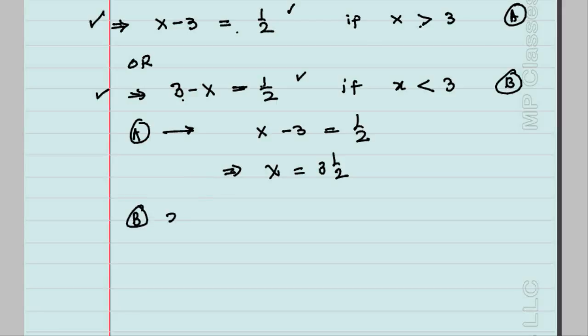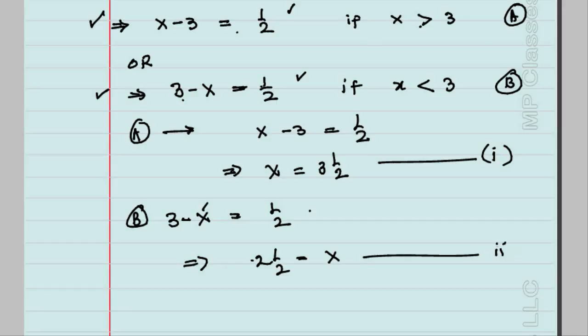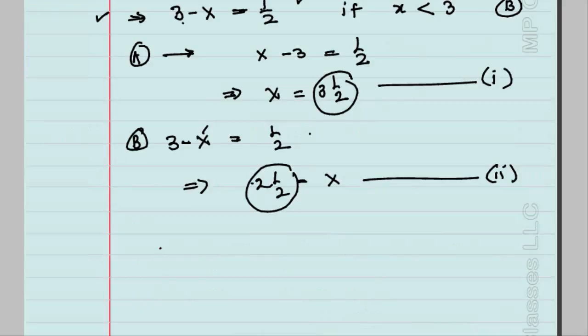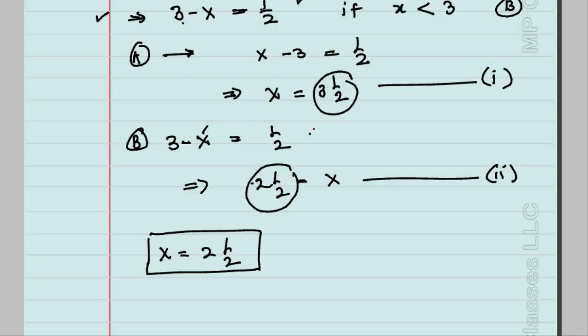The other scenario is 3 minus x equals 1/2. And this implies that now I'm going to transpose x to this side and half to this side. So 3 minus 1/2 is 2.5 is equal to x. So this is my one x value. This is my second x value. These are the only two possible x values which can be associated with this expression. So which is the least of this and this? So x equal to 2.5 is going to be your answer because it is smaller than 3.5.